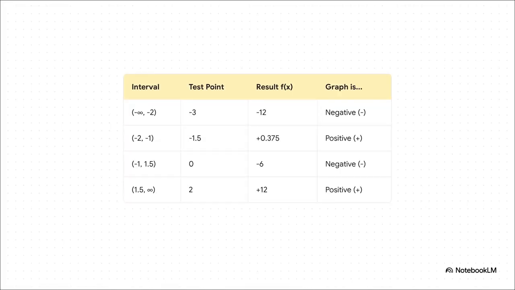Now, to be absolutely sure we get the shape right between our landmarks, we can quickly test the intervals. Our zeros at -2, -1, and 1.5 chop the x-axis up into 4 different zones. All we do is pick one test number in each zone to see if the graph is above the axis, which is positive, or below it, which is negative. For instance, in the zone between -1 and 1.5, we could test x = 0. We already did that. We got -6, which is negative. This table shows the full result, and it confirms the up and down path of our graph. It goes from negative to positive, then back to negative, and finally to positive again.